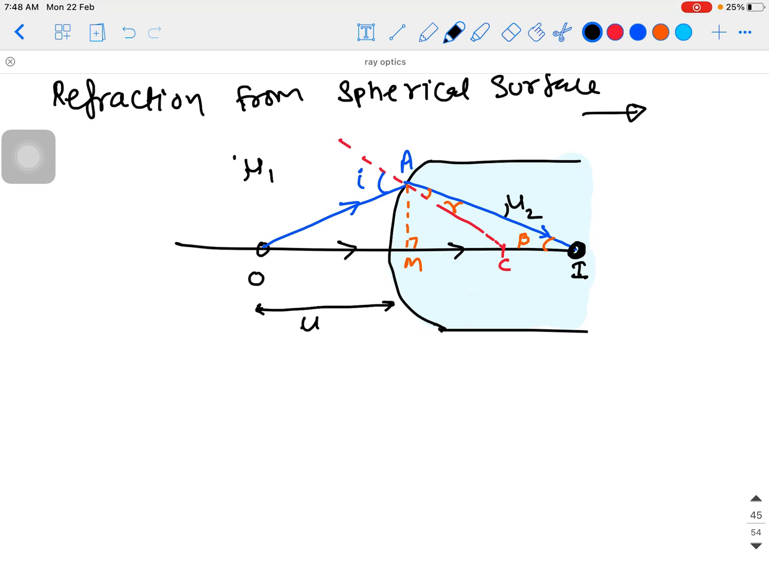This image distance from the spherical surface, let's say, is V, and the distance of the center of curvature from the spherical surface is capital R, the radius of curvature. The red line is the normal. So this is our diagram, and this is how the refraction will take place from the spherical surface.